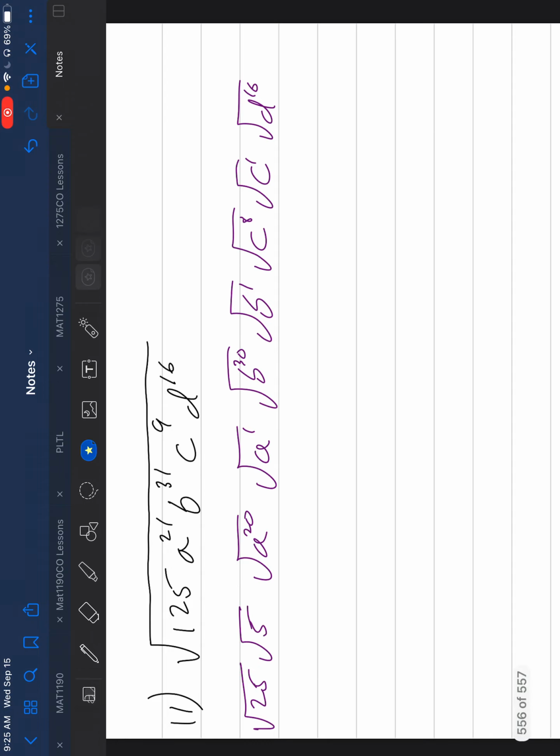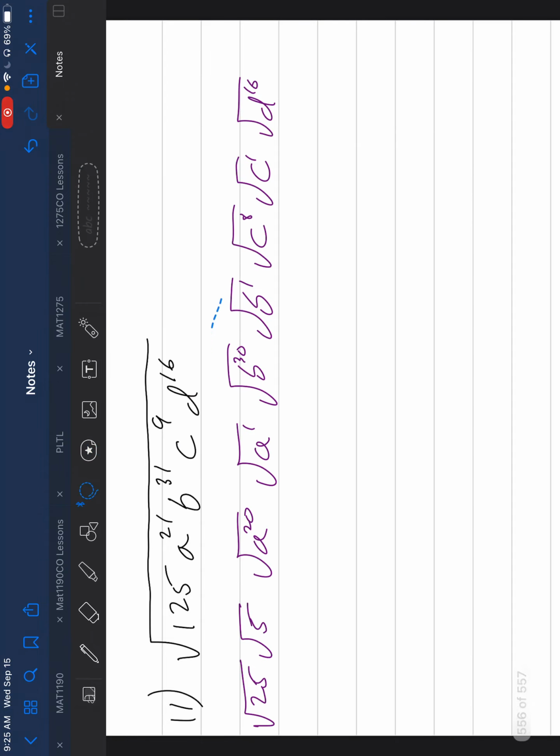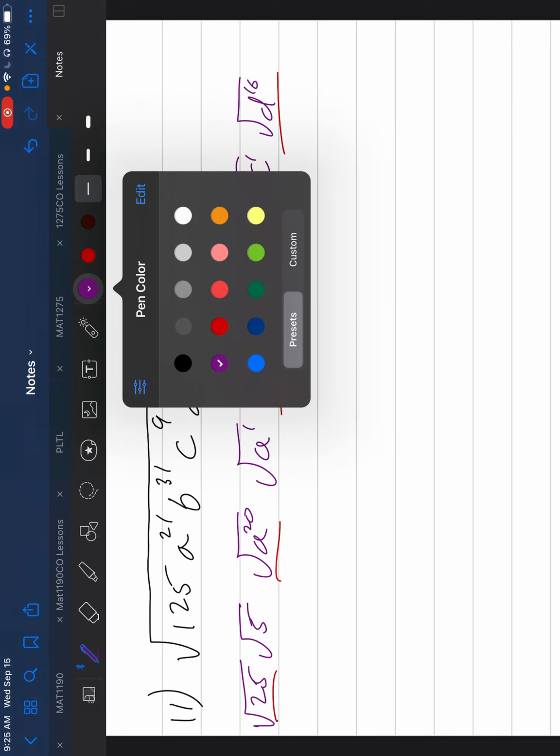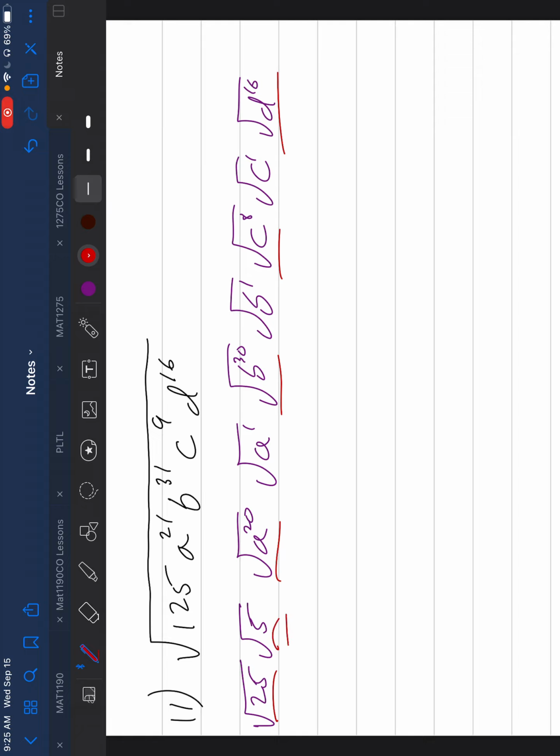Now, once again, we have two a's, two b's, two c's here. We split them because they were odd numbers in the exponents, but we did not split d to the 16th because it is already a perfect square. So let's underline 25, a to the 20th, b to the 30th, c to the 8th, d to the 16th. These are our perfect squares, and I'll put a double underline in front of the non-perfect squares. So let's take the square root first of the perfect squares. That's going to be 5, a to the 10th, b to the 15th, c to the 4th.